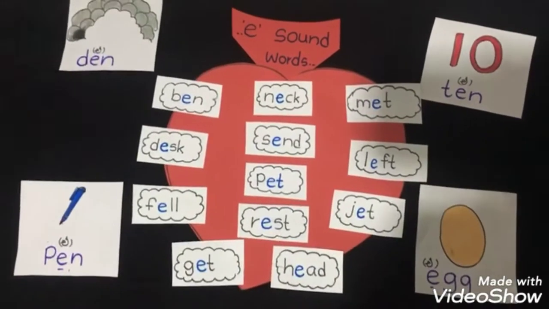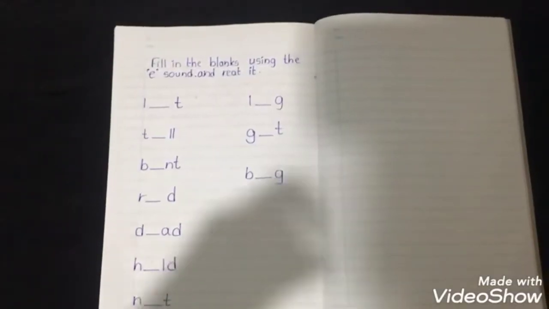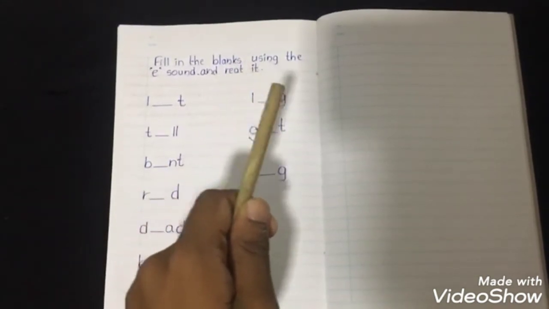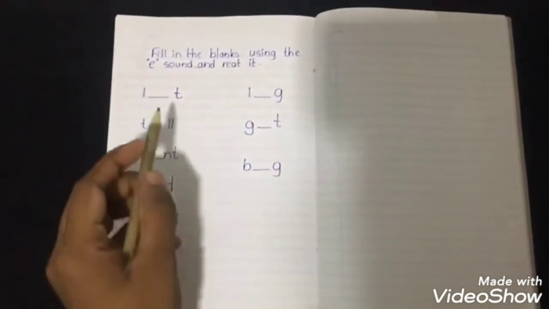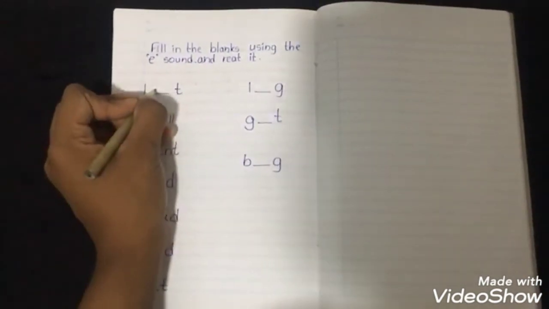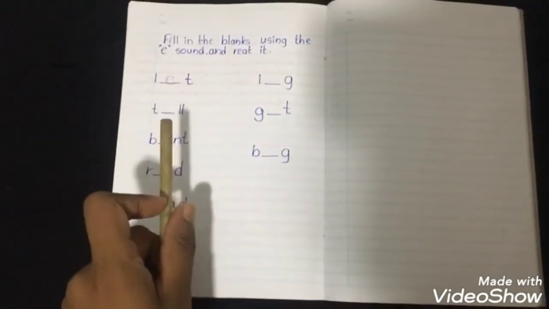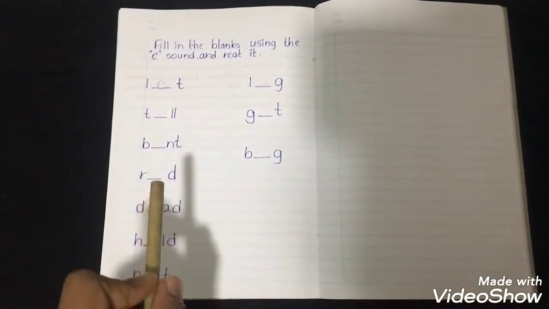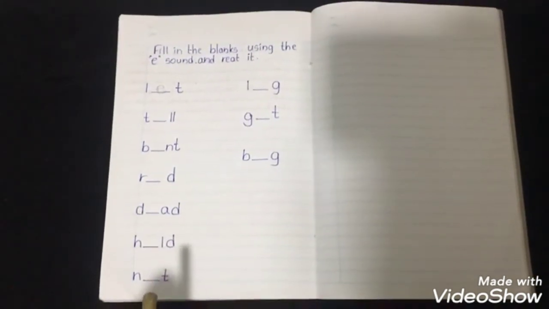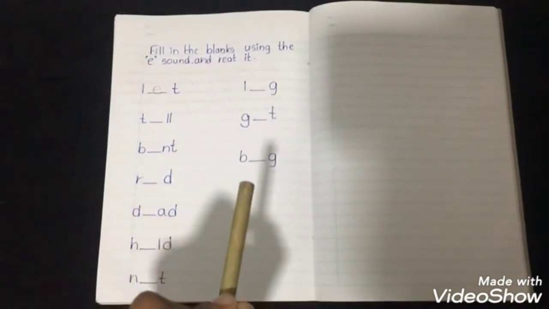Okay, we have small activity today. Take out your writing books. Fill in the blanks using the A sound and read it. Let. Let's write letter E. Tell. Bent. Read. Dead. Held. Net, leg, get, bed.